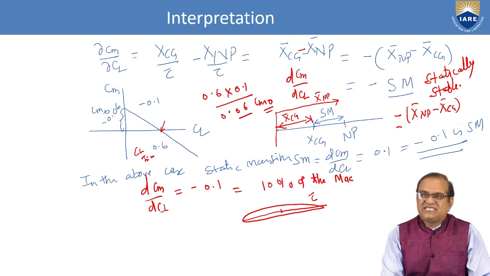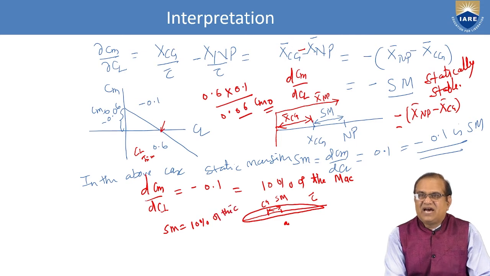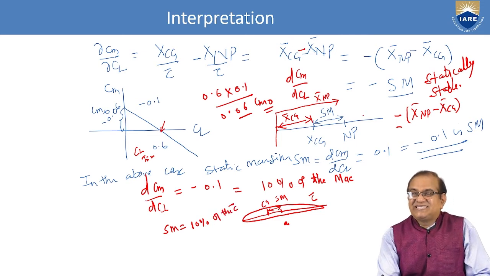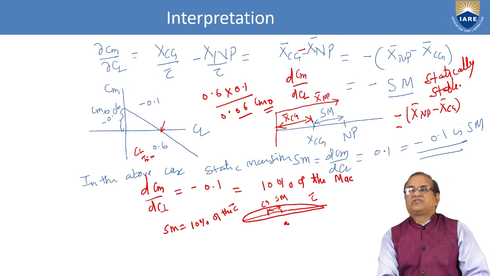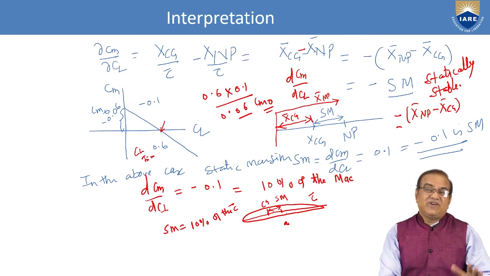If CG is here, this is the CG, and this is the AC. This is called SM, static margin, and this SM is 10% of the C bar. This minus indicates that CG is ahead of the neutral point. So it should be very much clear.